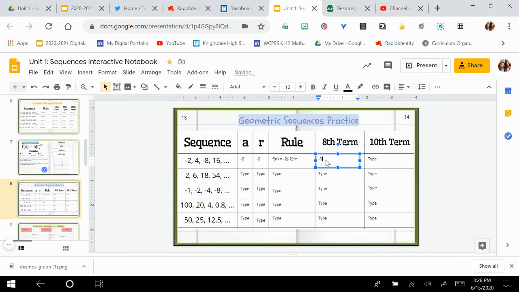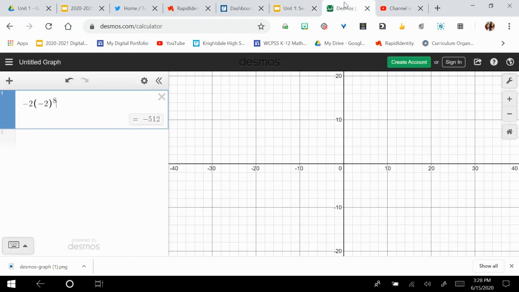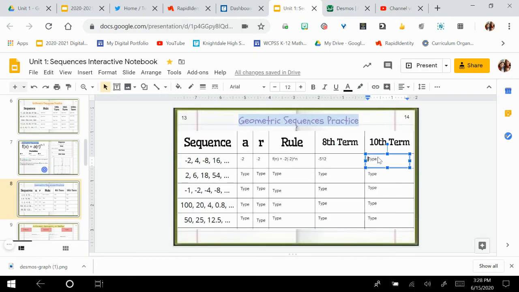So -512. Now let's do the 10th term. So instead of the 8 as the exponent, I'm going to put 10 as the exponent. And that's -2048. Again, don't forget the negative sign. So -2048. All right. Oh, 48, not 49.